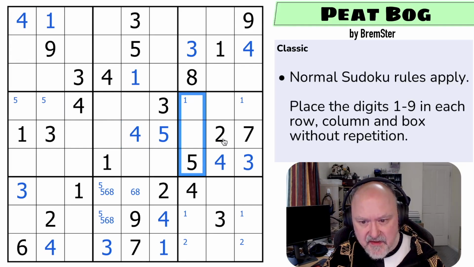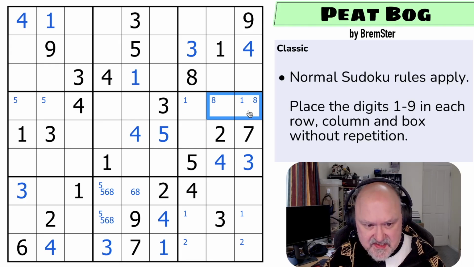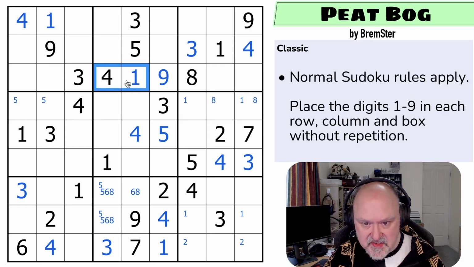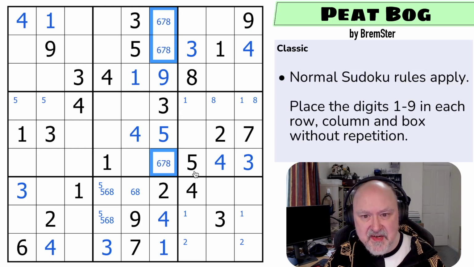8 can't be in any of those, and those are already filled. So 8 is in one of those two. That's the only 8 I've got, though, so I don't think that's where I'm looking. 9 can't be in those or those because of these two 9s. So that's the 9 because these are already filled. This is down to a triple now. 1, 2, 3, 4, 5, 6, 7, and 8 have to go into those. Ooh, that's not restricted, is it?